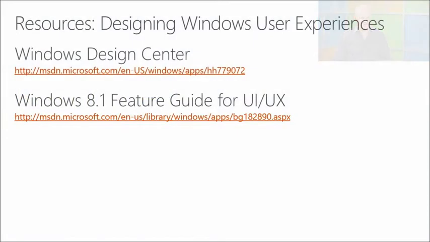So for resources, the Windows Design Center is probably the place to start for designing Windows 8 apps. All the guidelines, tons of resources and downloads are available there. Maybe it's easier to remember design.windows.com instead of this very nice exact URL. I must have made a copy-paste error there. And then the Windows 8.1 feature guide for UI and UX is another great resource, showing what's new in Windows 8.1 within designing your apps, right?